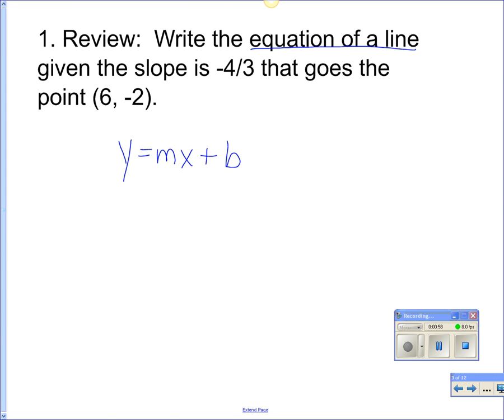Okay, the next thing I'm going to do is label my point x and y. Always label your points x and y. And where it says the slope is -4/3, I need to put a letter with that. What letter do we use for slope? M. So I'm going to put an M with the -4/3.